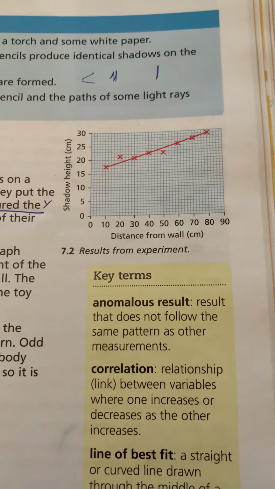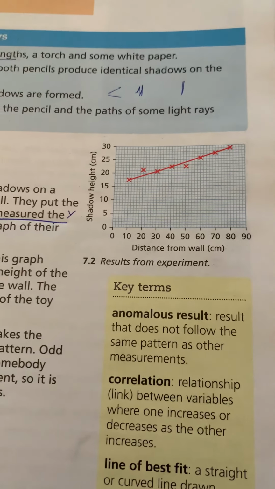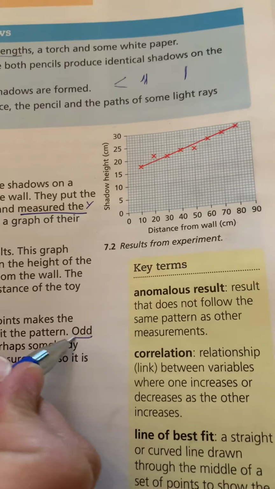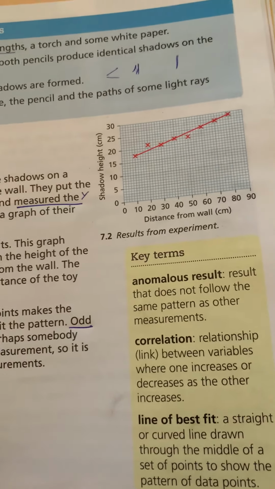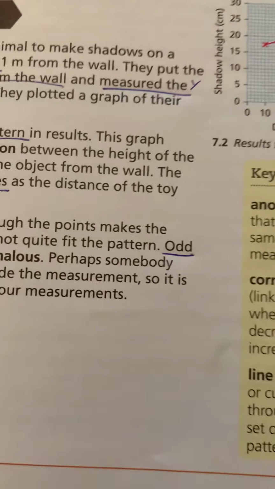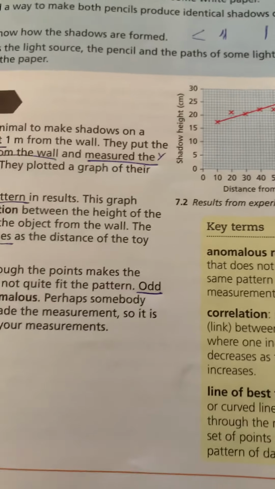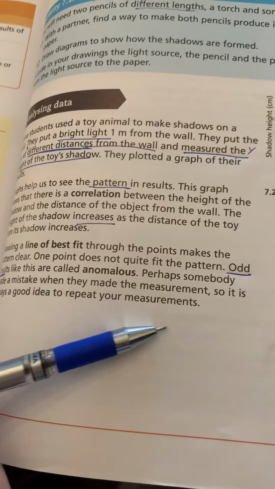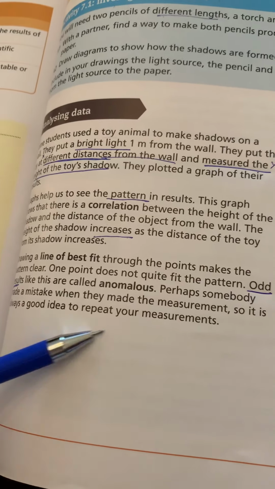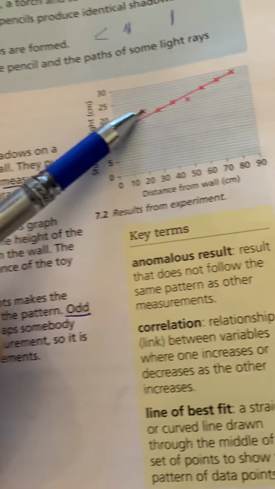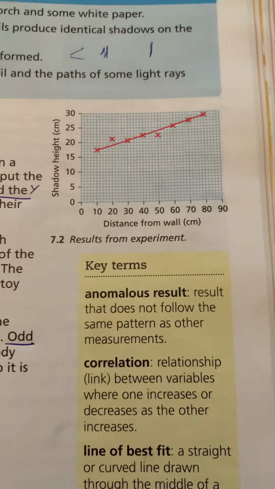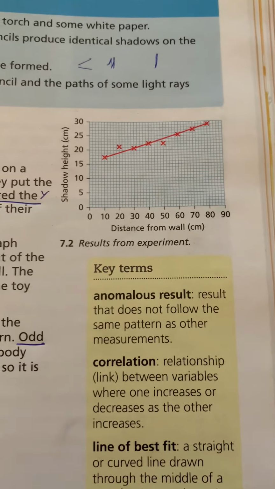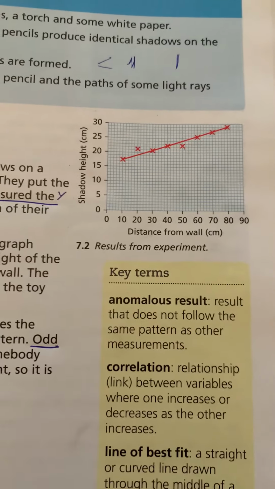One point does not quite fit the pattern. Odd result. Odd results are called anomalies. They are errors. Perhaps somebody made a mistake when they made the measurement, so it is always a good idea to repeat your measurement. So you have to repeat this one and you have to repeat this one because they are not on the line, they are a little bit far away from the line.